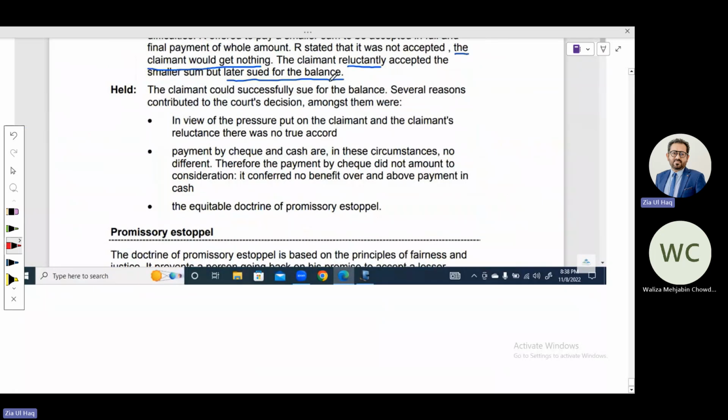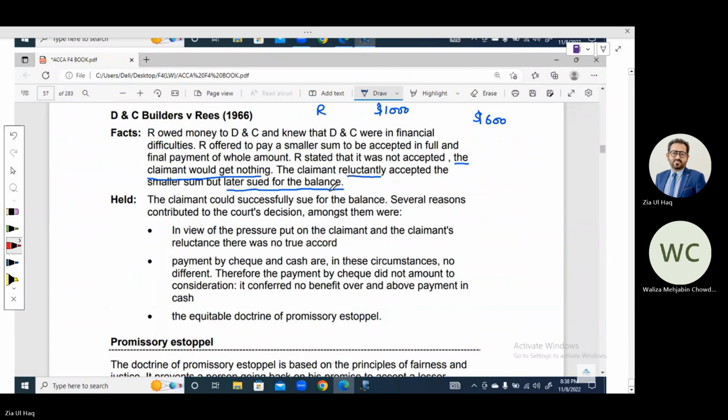And there is a case. R owed money to D and C and knew that D and C were in financial difficulties. R owed money, meaning R needs to pay D and C how much? 1000, say. And now R knows that D and C are in financial difficulty. So R offered to pay a smaller sum. Okay, I can pay 600. You can resolve your issues. So R offered to pay a smaller sum to be accepted in full and final payment of the whole amount.